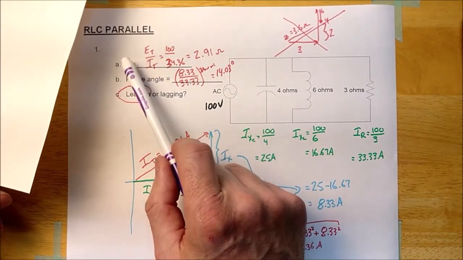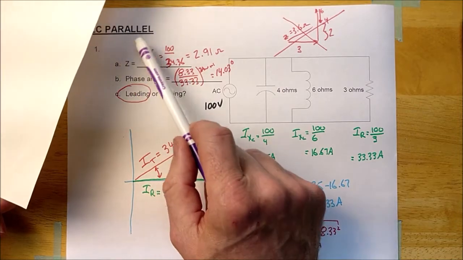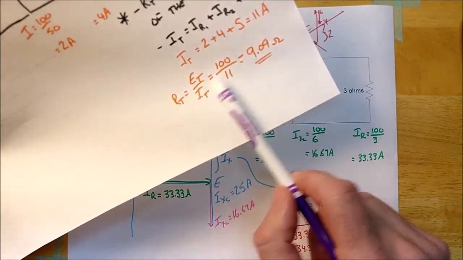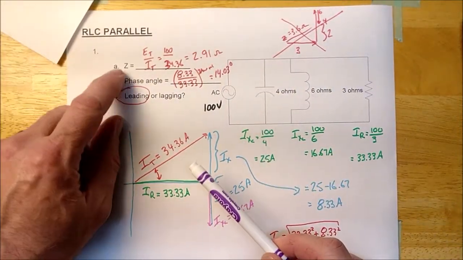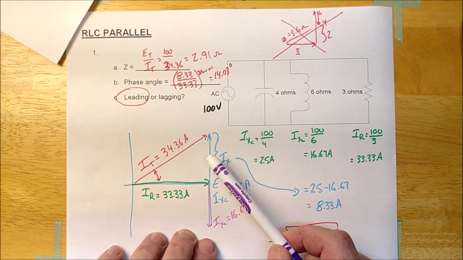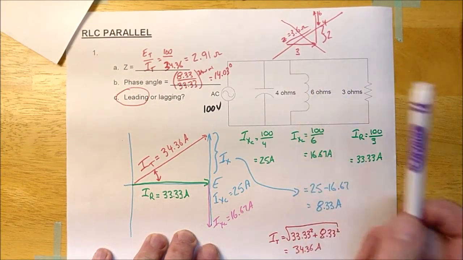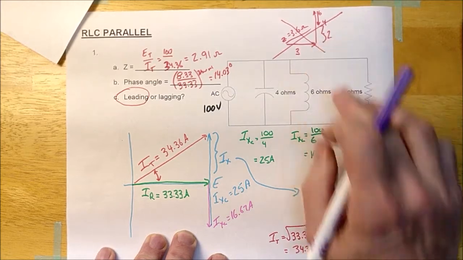Okay, so Z is equal to E over I. No. Forget what I said about there, okay? Ohm's law, that's how you calculate the impedance of a parallel circuit. So don't do this, it won't work.